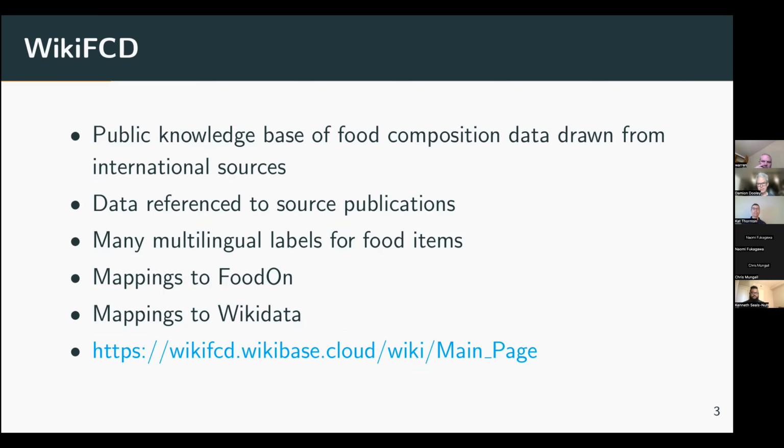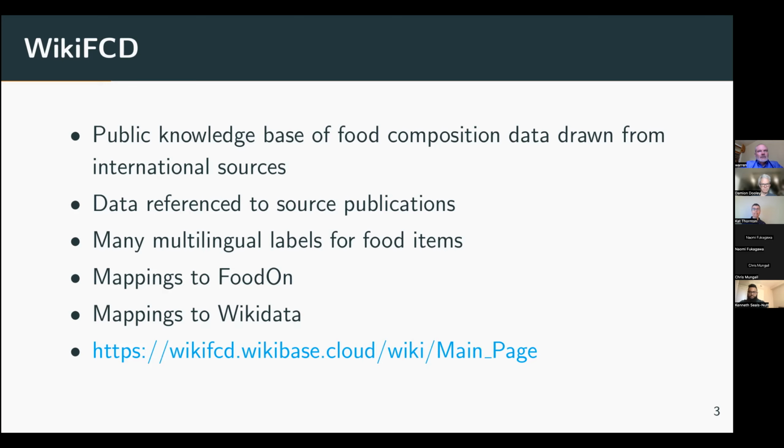So a quick introduction to WikiFCD. WikiFCD is a public knowledge base of food composition data drawn from a variety of international sources, all published food composition tables. And the data in WikiFCD is referenced back to the original sources where we found the food composition values themselves. And WikiFCD contains many multilingual labels for food items. And these multilingual labels are drawn from the original source publications where we found the food composition values. We also have numerous mappings to FoodOn from our food items. And we also have mappings throughout WikiFCD to Wikidata for several different classes of items.